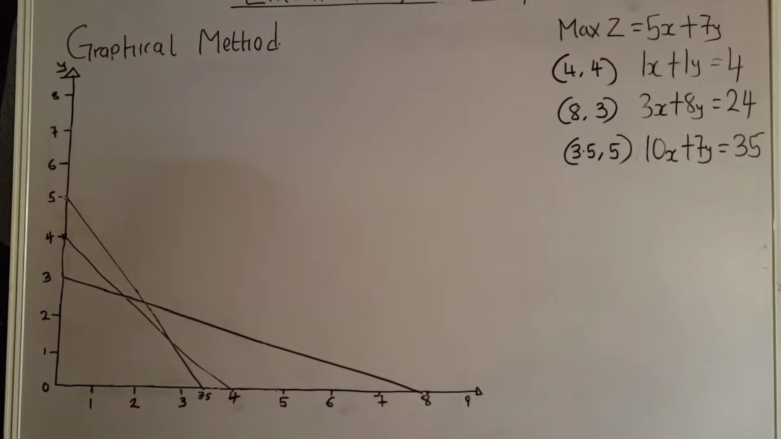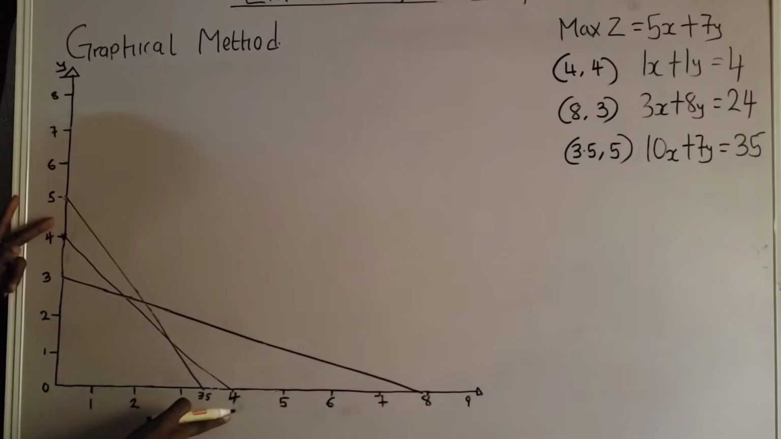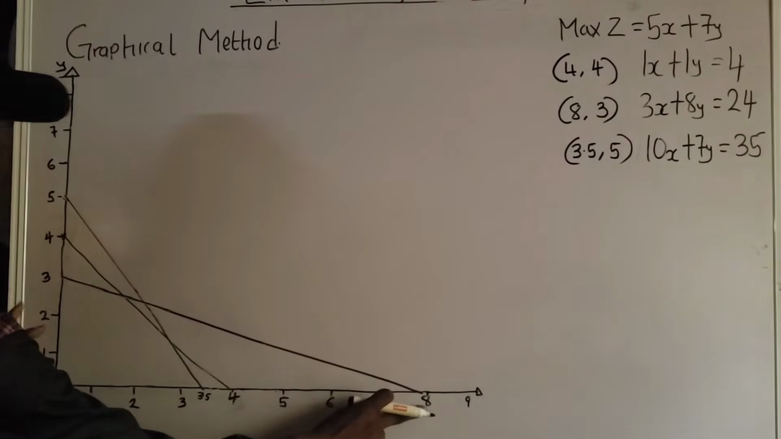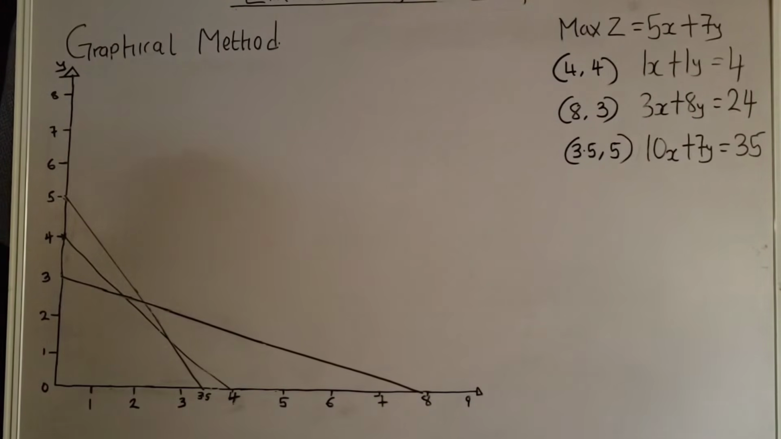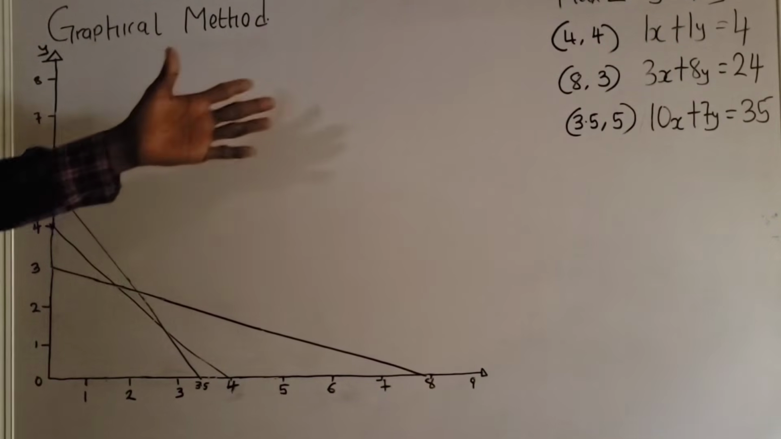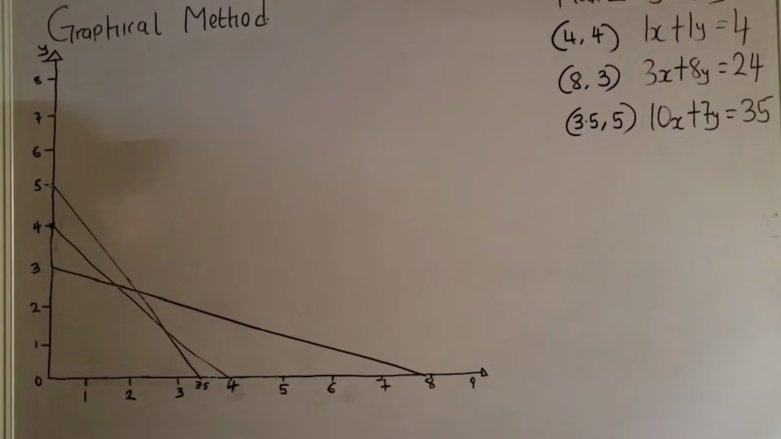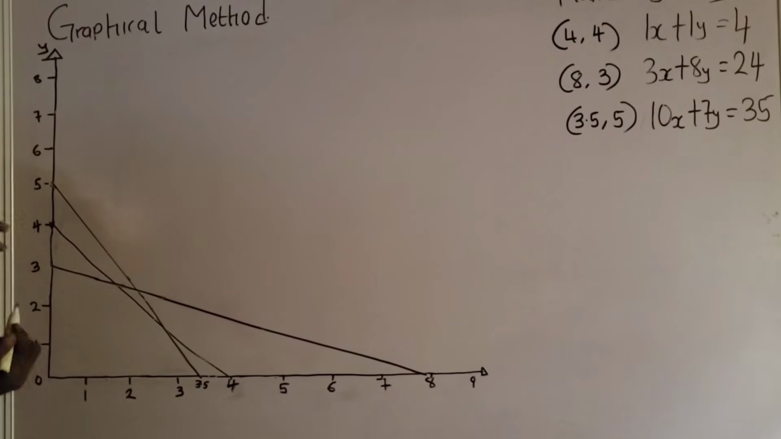So I have plotted each coordinate on this graph. For the first coordinate, this is 4, 4, this line, and the next one is 8, 3, and the last one is what? 3.5, 5. Okay, now I want you to pay attention in this place. This graph shows the feasible region for all the constraints. And don't forget that the constraints are the hours of capacity of each machine. So this graph shows the feasible region of each of these machines. So you can see that this shape forms a polygon.